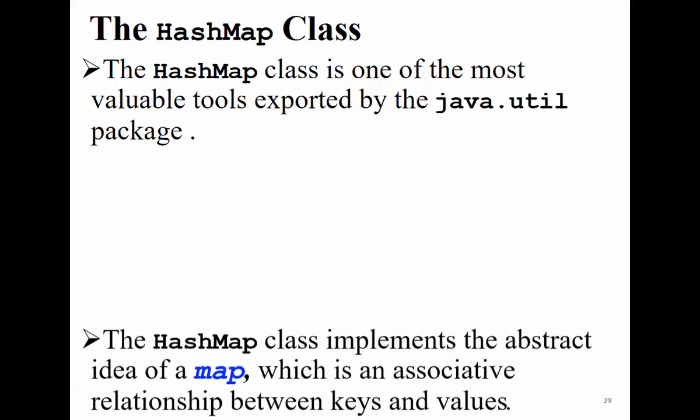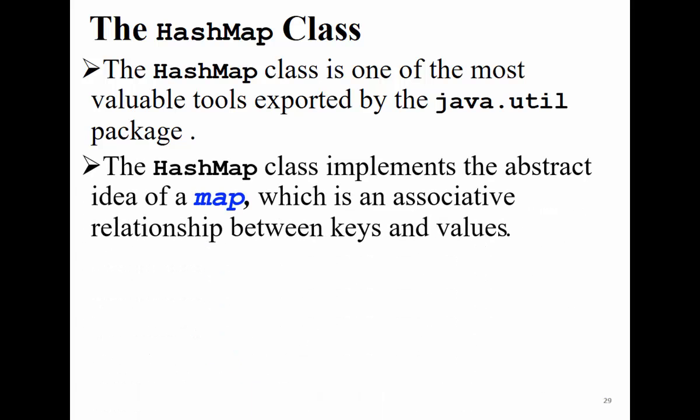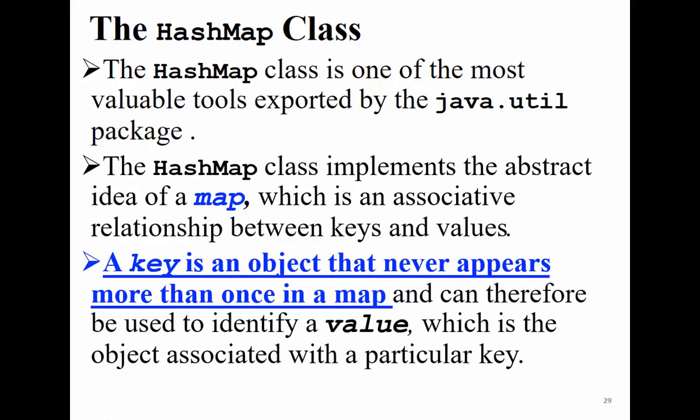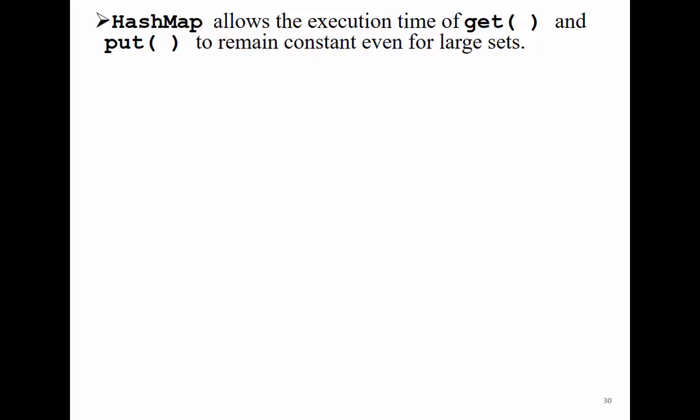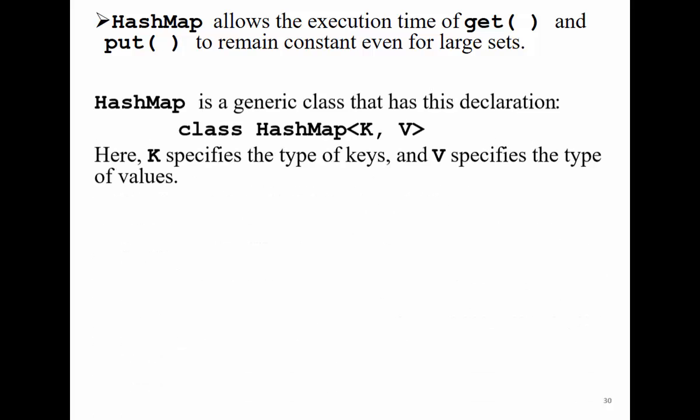So if you want to use the HashMap, you have to import java.util, and the idea behind it is again an association between the key and the value. The key is an object that never appears more than once inside the map. Okay? And we can use this key to identify the value. So the HashMap can execute get and put in a very fast way, in constant time.